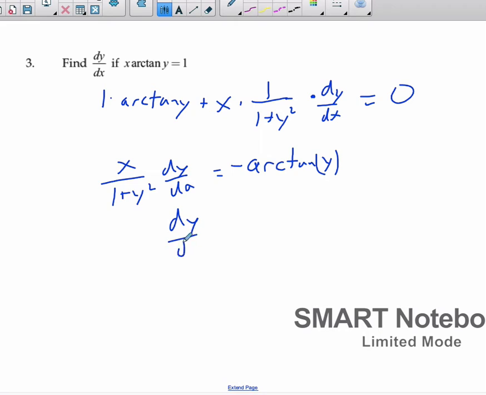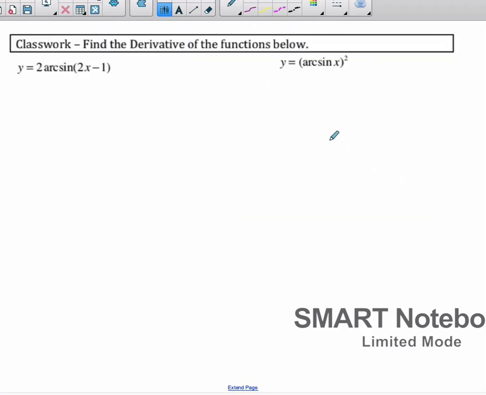So dy by dx equals negative arctan y times 1 plus y squared over x is the final answer. Okay, we're going to go over maybe one of these, just the first one, I believe. Okay, let's do this one.